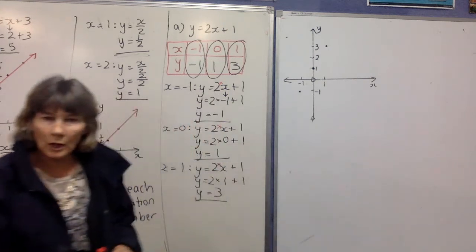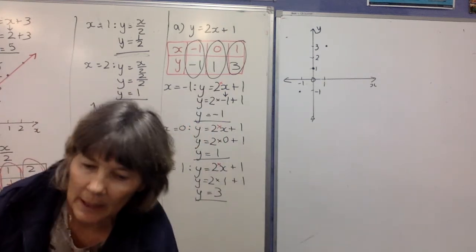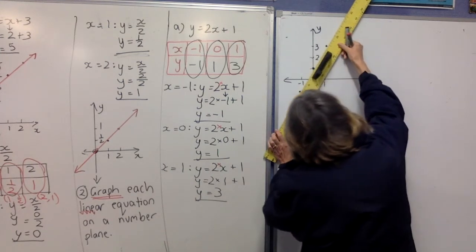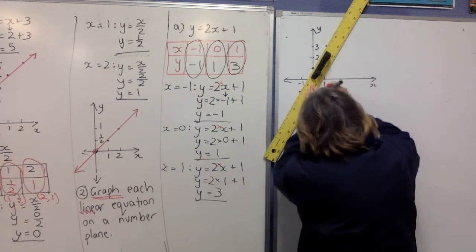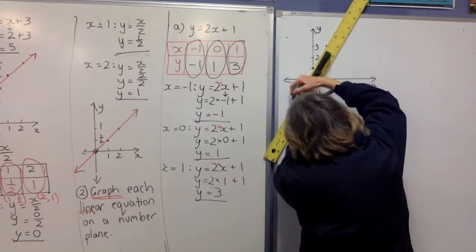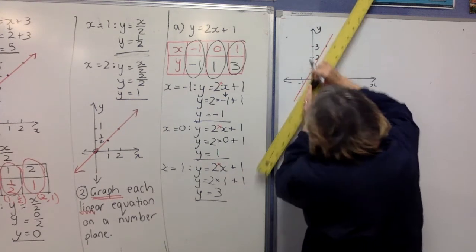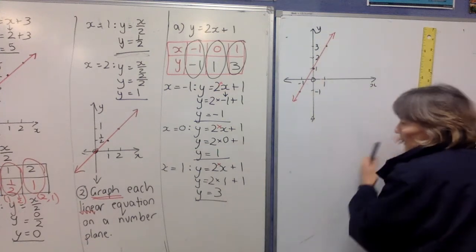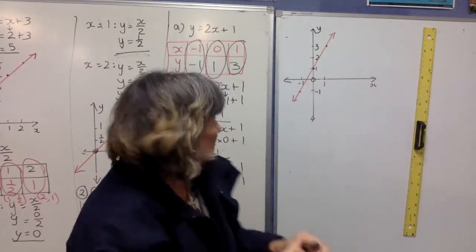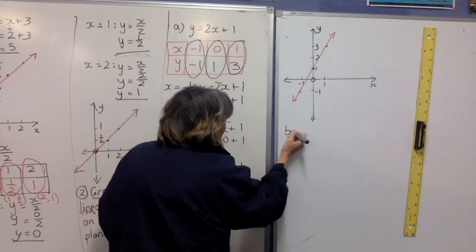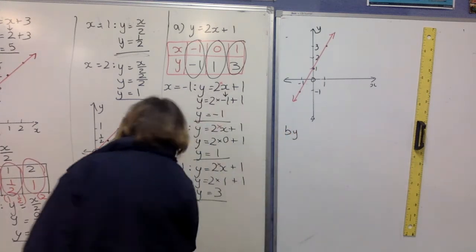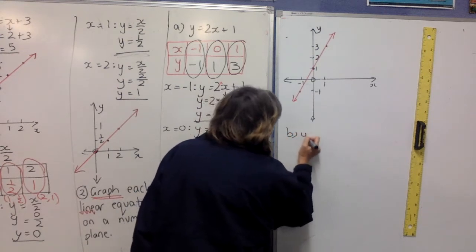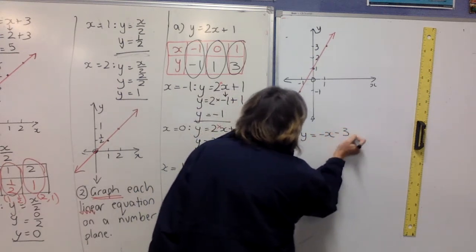Now they should all look like they're in a straight line if you haven't made any mistakes. So we're going to join them and go straight through, a bit further than those points. Put your arrowheads on the end, and that's that one finished. So we're going to have to go one more. So we're going to do for B, y equals -x minus 3.